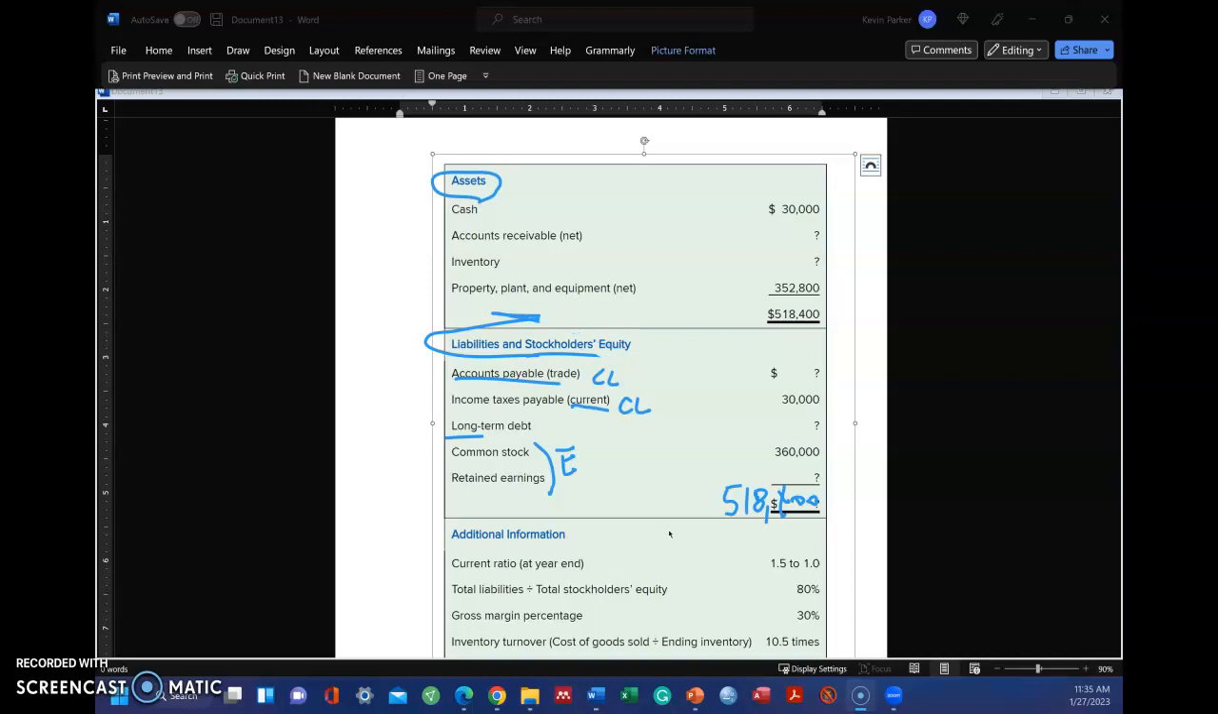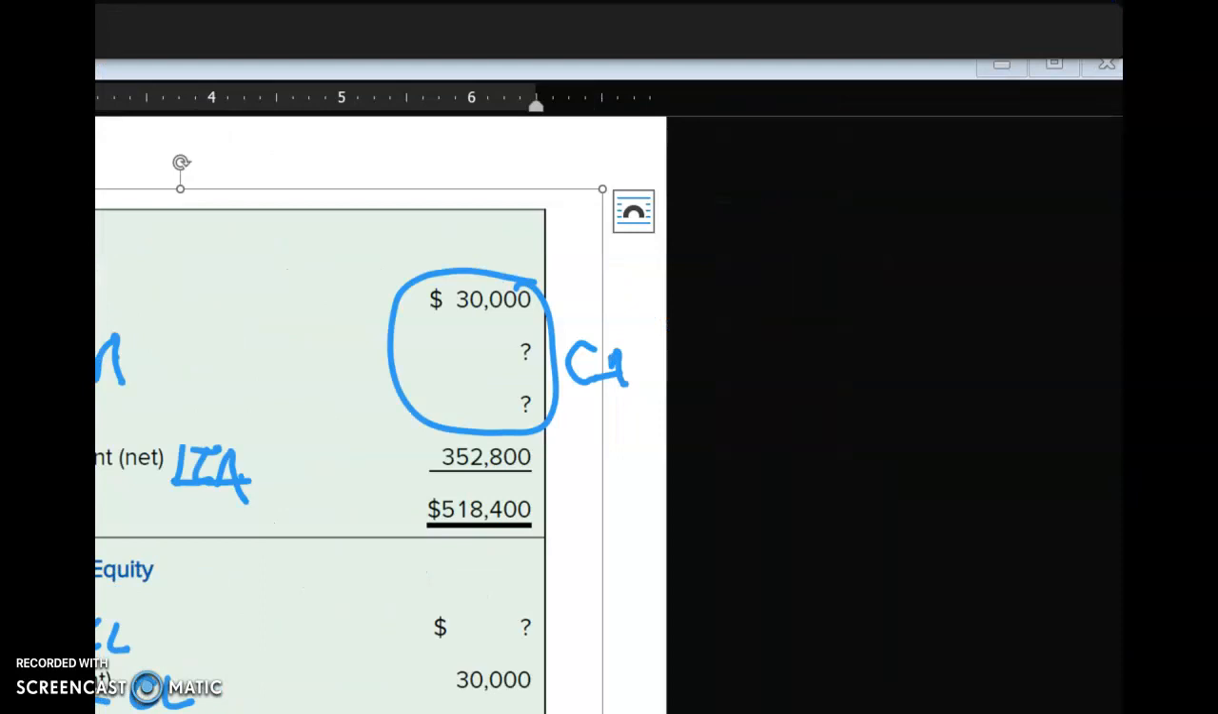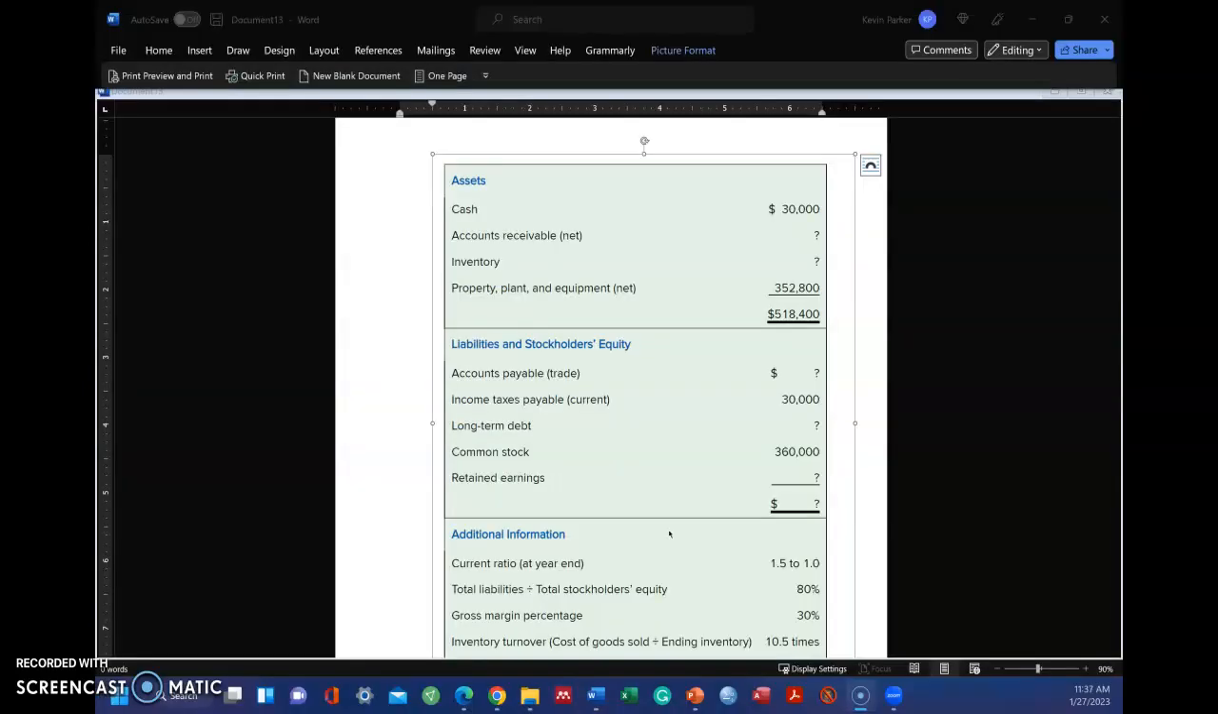Let me get that cleaned up. Well, while we're at it, let's go ahead and do these two. Cash is a current asset, obviously. Accounts receivable is a current asset. Inventory is a current asset. And property, plant, and equipment, PPE, is a long-term asset. So we know that these three numbers add up to be the total of our current assets. All right, so when I touched a button, it went crazy. Let me get this back in here. So these are our current assets.